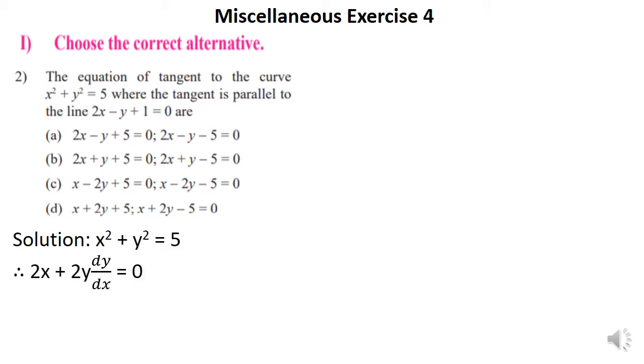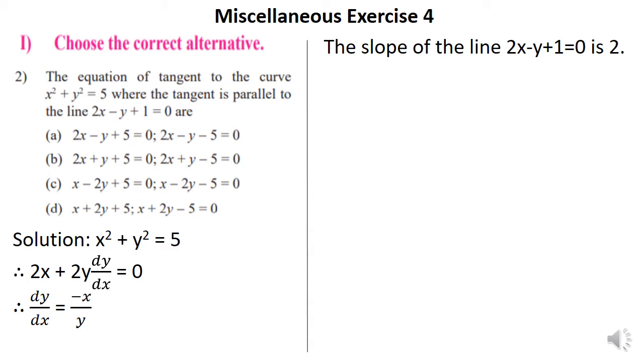Upon differentiating, it's an implicit function, so we differentiate like so. And thus finally we get dy by dx as minus x upon y. Now, in the next step, the slope of the given line, 2x minus y plus 1 is equal to 0, is 2. I hope you remember how to find the slope of a line. Suppose the general equation of the line is ax plus by plus c is equal to 0, then the slope is minus a upon b. So over here the slope is minus 2 upon minus 1, so it comes out to be 2.